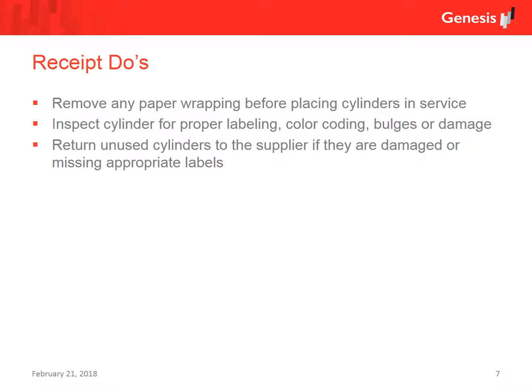Some of the do's prior to use would be to remove any paper wrapping before the cylinder is placed in service. Make sure it has proper labeling, color coding. Make sure there's no damage to the cylinder. And if there are damages, they must be returned to the supplier.